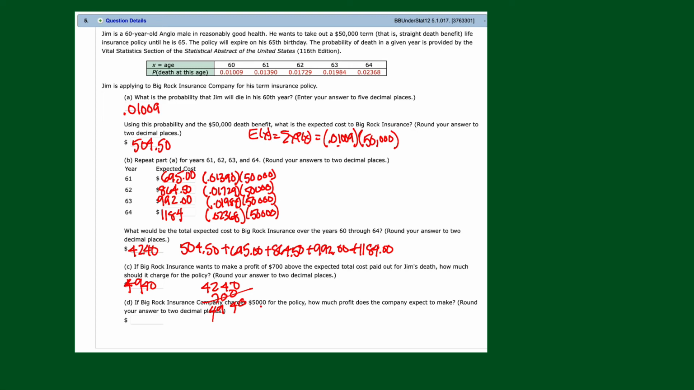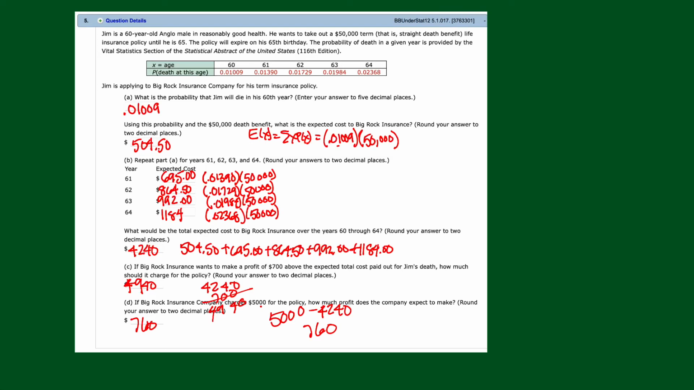And then if Big Rock wants to charge $5,000, how much profit does the company expect to make? Well, if they're charging $5,000 and it's going to cost them $4,240, that's the number we're looking at, and that is $760.